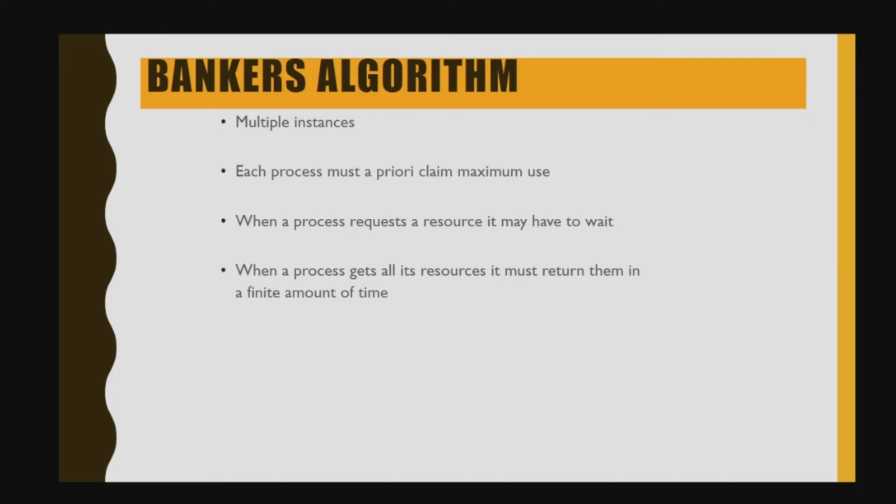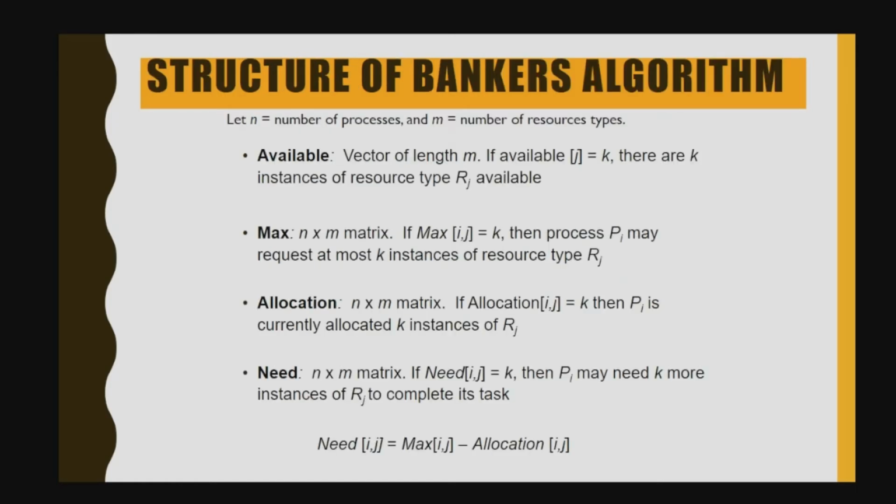So each process must have a priori claim of maximum use. So the process must have prior information about the maximum use. When a process requests a resource, it may have to wait. And when a process gets all its resources, it must return them in a finite amount of time. So after they use them, they need to return them. So this is the structure of the banker's algorithm.